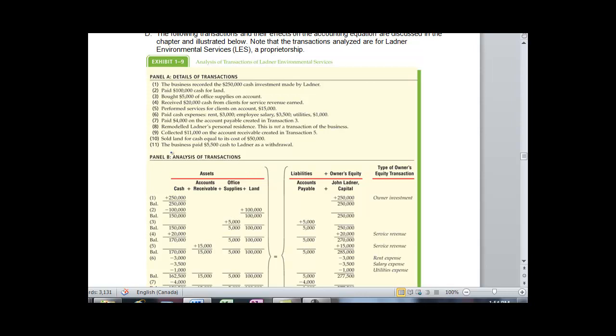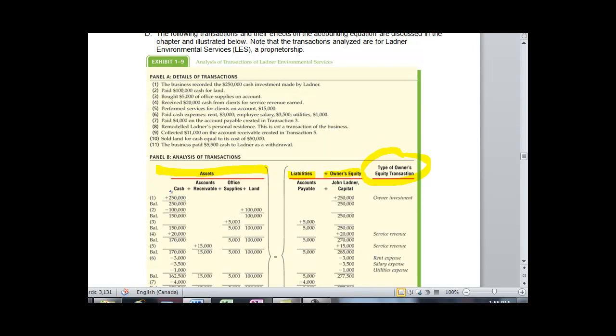If we take a look at this particular business by the name of Ladner Environmental Services, we're grouping the assets here on the left, liabilities, and owner's equity. And then we're explaining a little bit the kind of owner's equity transaction that we're going to be looking at. So again, the very first transaction up here, the business recorded the $250,000 cash investment made by Mr. Ladner. Okay, or Mrs. Ladner, I guess. So the owner contributes $250,000.